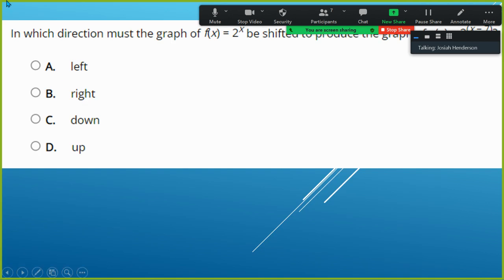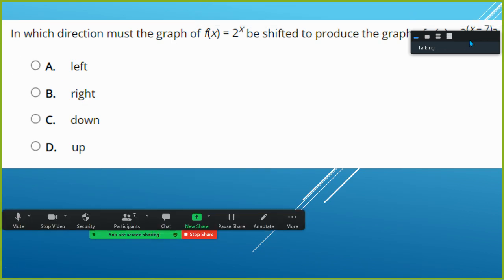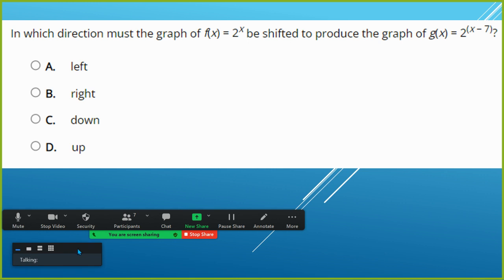Okay, one more here for left-right shift. In which direction must the graph of f of x equals 2 to the x, think of that as your original, be shifted to produce the graph of g of x equals 2 to the x minus 7? X minus 7, the minus 7 is our clue that there's some transformation. It's inside the parentheses.